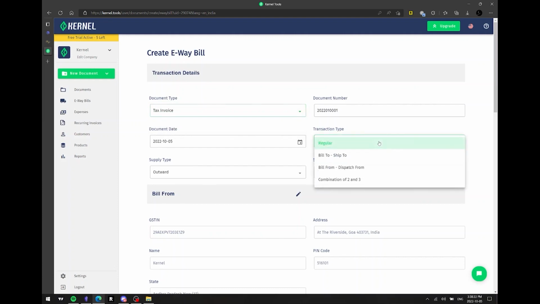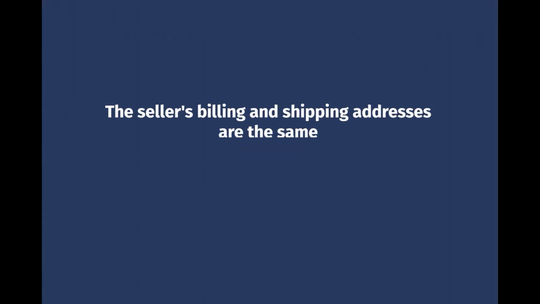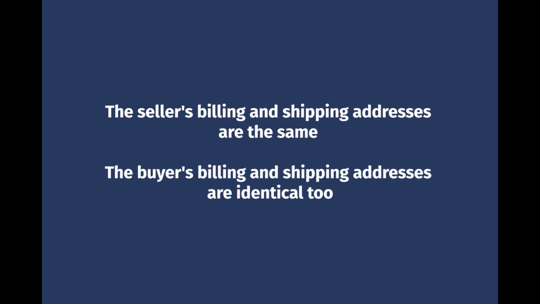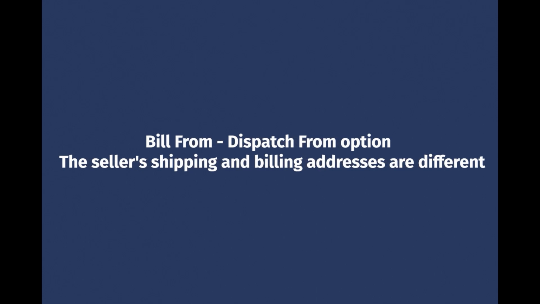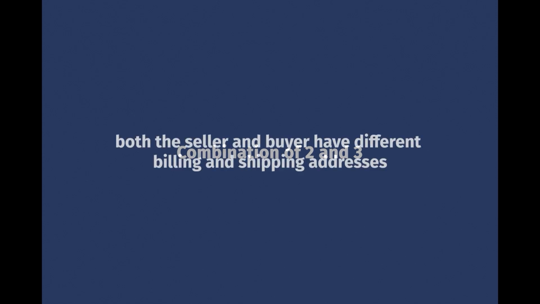Here are 4 options. Let's discuss each so we know when we should use it. Let's start with regular. This occurs when the seller's billing and shipping addresses are the same. Moreover, the buyer's billing and shipping addresses are identical too. With bill to, ship to, we only use it when the buyer's billing and shipping addresses differ. In that case, where the seller's shipping and billing addresses are different, we should select the bill from dispatch from option. Combination of 2 and 3 is needed when both the seller and buyer have different billing and shipping addresses.